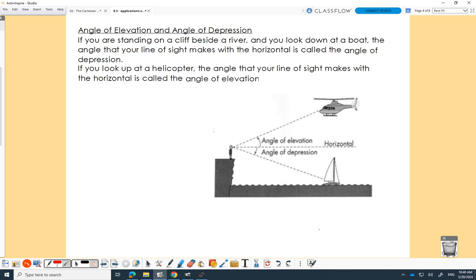So let's read this. If you're standing on a cliff beside a river and you look at a boat, the angle that your line of sight makes with the horizontal. There's the important part. Horizontal, then up, or horizontal, then down, depending on whether you're doing angle of depression or angle of elevation. So it says here, makes with the horizontal. Underline that. But look back at that picture. That picture really helps to understand what angle of elevation and angle of depression are all about.